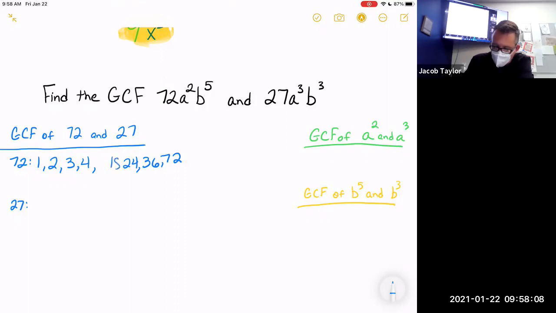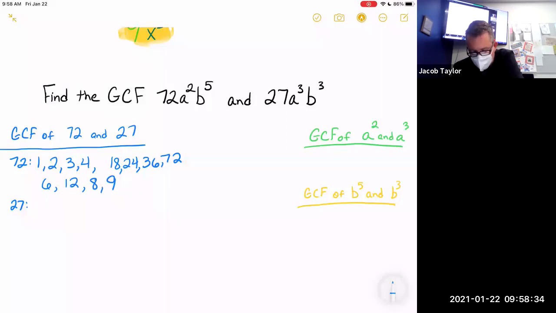That's right, nobody. 18. Didn't leave myself enough space. 5 won't work. Will 6 work? Yes, it will. 6 times 12. Will 7 or 8 work? 7 won't, but 8 will. 8 times 9. And 10 and 11 won't work. And now we're back up to 12, which we already have on our list. So we know we're done when the numbers start repeating like that.